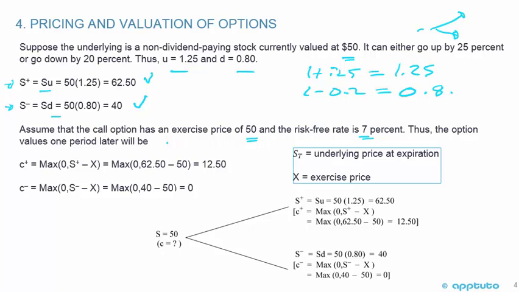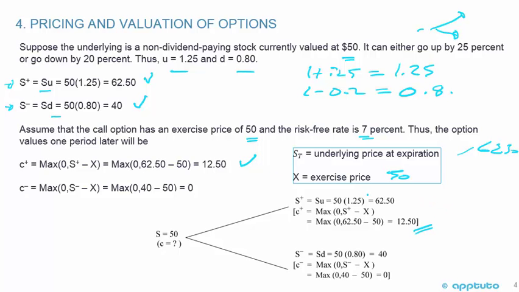Thus, the option values one period later would be, for the call, the maximum of 0 or the underlying price at expiration minus the exercise price. We said the exercise price here is 50, and on the up, it's 62.50. Okay, so we can see 62.50 minus 50 is 12.50. So that's the value of the call right here on the tree after the one period, on the up price.